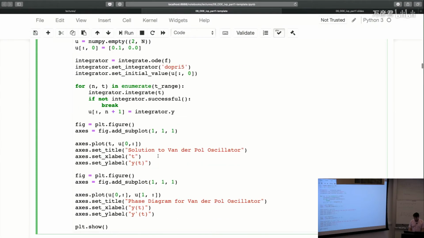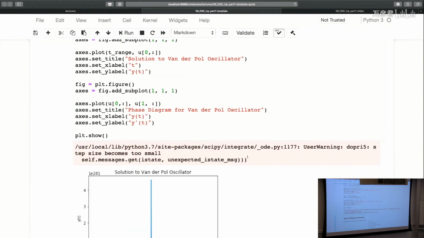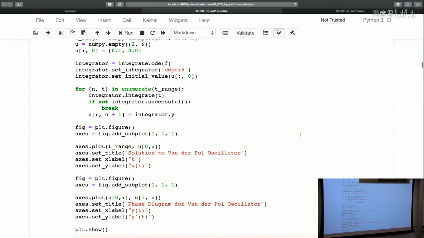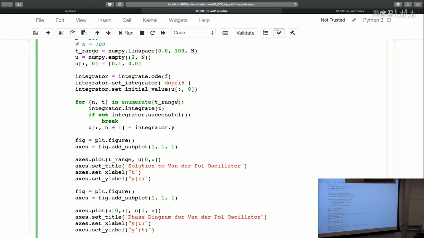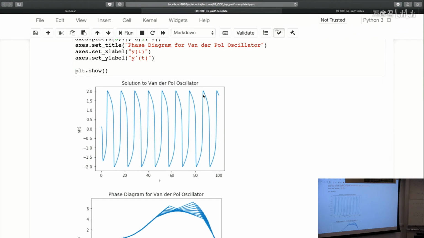Okay, so I need to do this. I think that's it. That is not it. Let's see what happens. Oh. There we go. So that's the solution with mu equals 5.